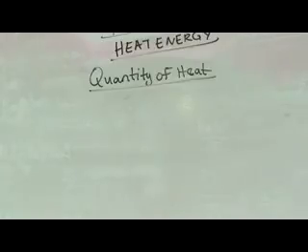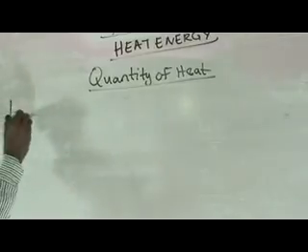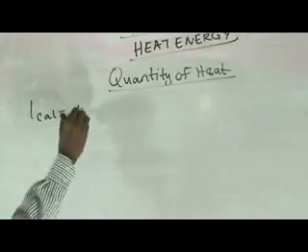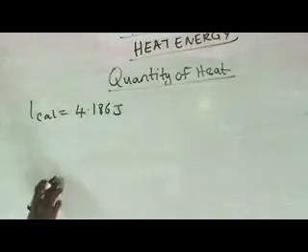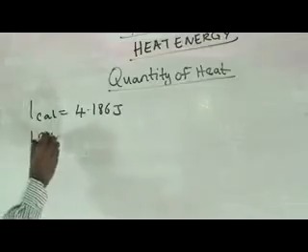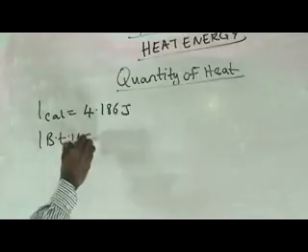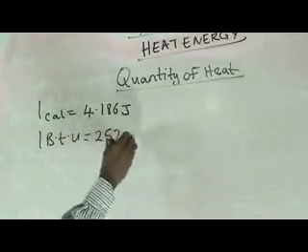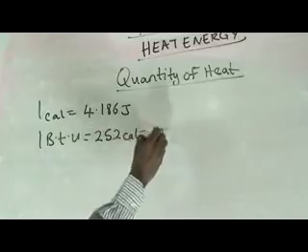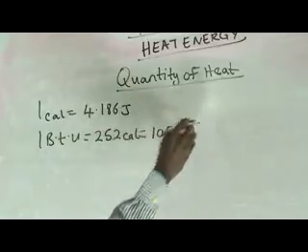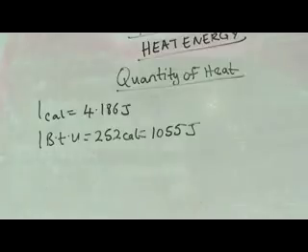So what are the SI units of heat? We have the calorie, we have the joule, and we have the British thermal unit. So we have that 1 calorie equals 4.186 joules. We have the 1 BTU. BTU is British thermal unit, equal to 252 calories, and it is equal to 1055 joules. So to that effect, we said heat is a form of energy that flows from one place to another as a result of temperature difference.